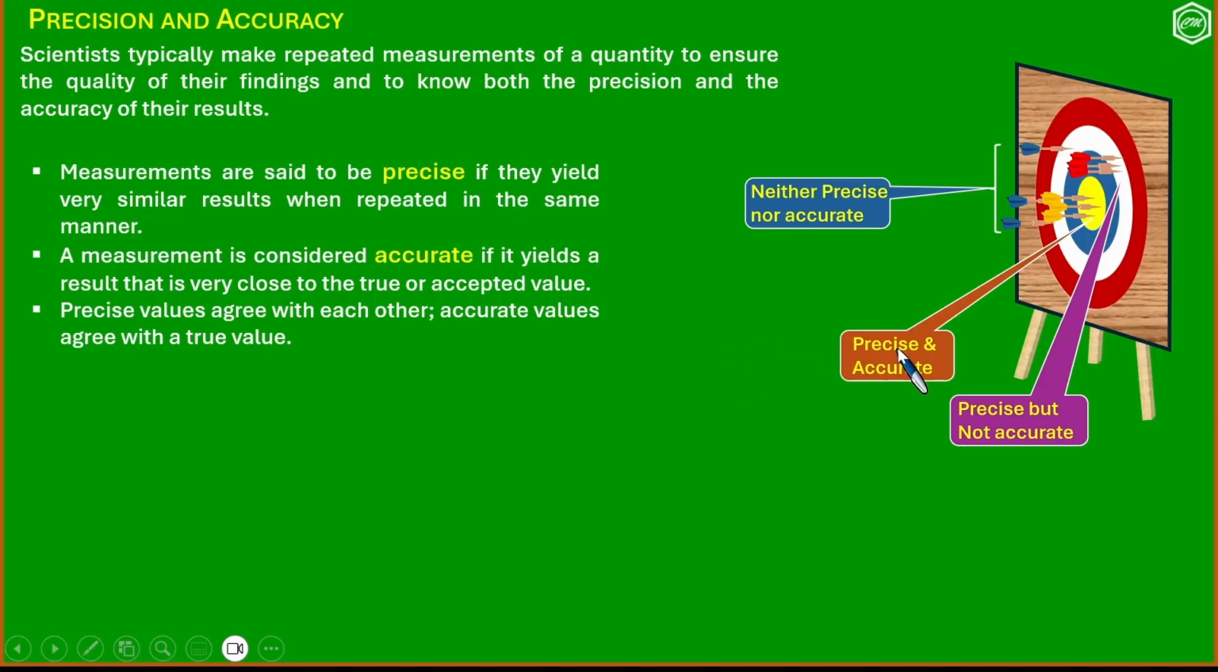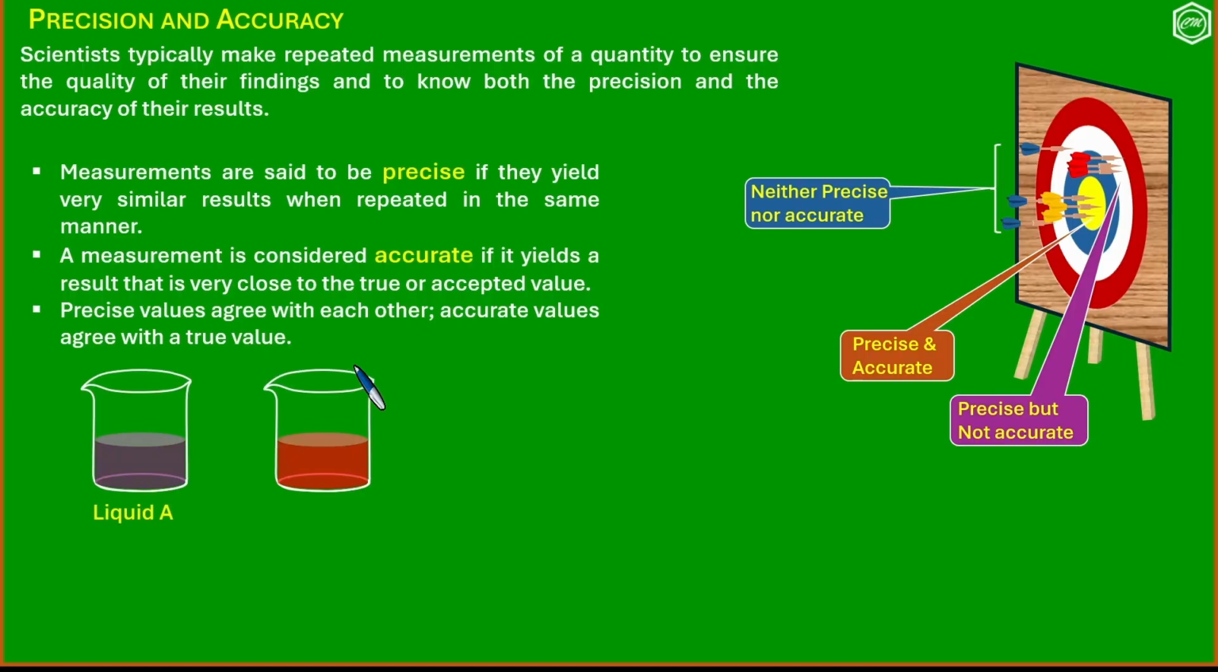Now Sarah's case, all the three are very close to each other, so it is precise. All the three hit the target, so accurate. Her attempts are accurate and precise. Let us see how we can explain precision and accuracy in an experimental measurement.